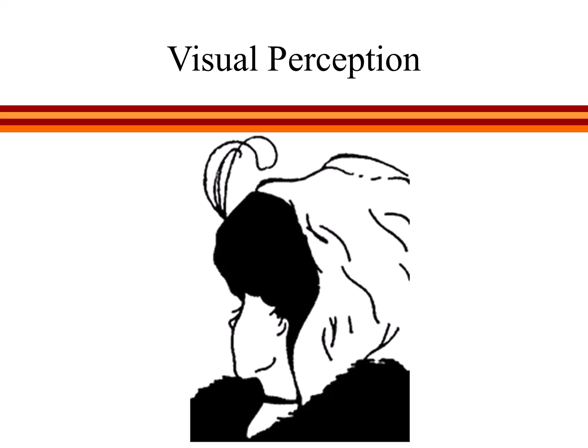Here, the actual stimuli, the light hitting the photoreceptors in your eyes, is always exactly the same. But how your brain makes sense of that image can shift. And in fact, once you see both the old and young woman, your brain can effortlessly switch back and forth between either of these two interpretations.